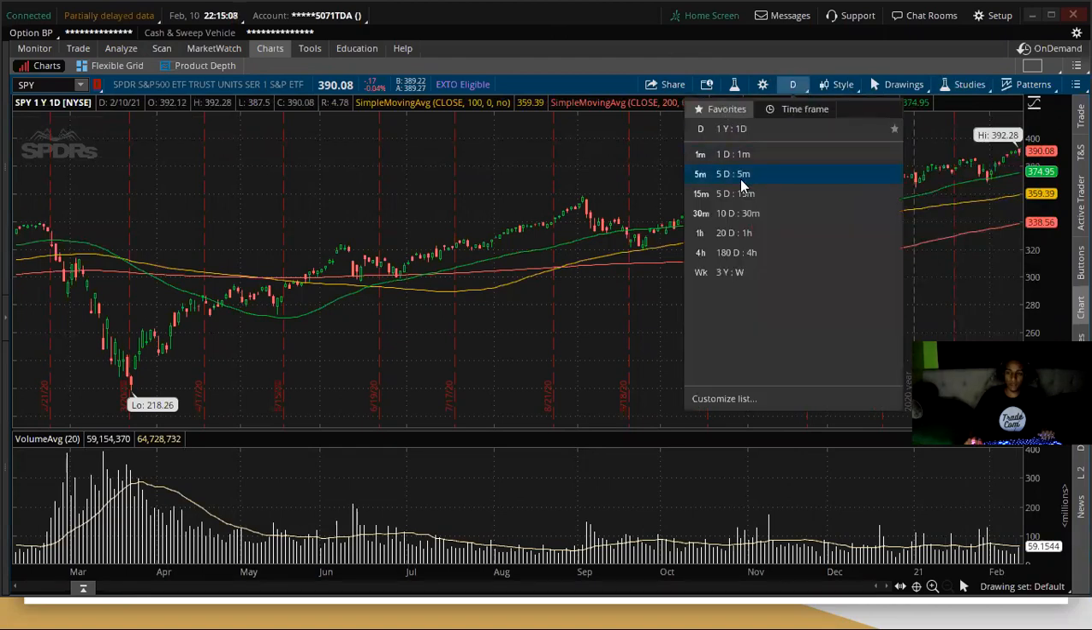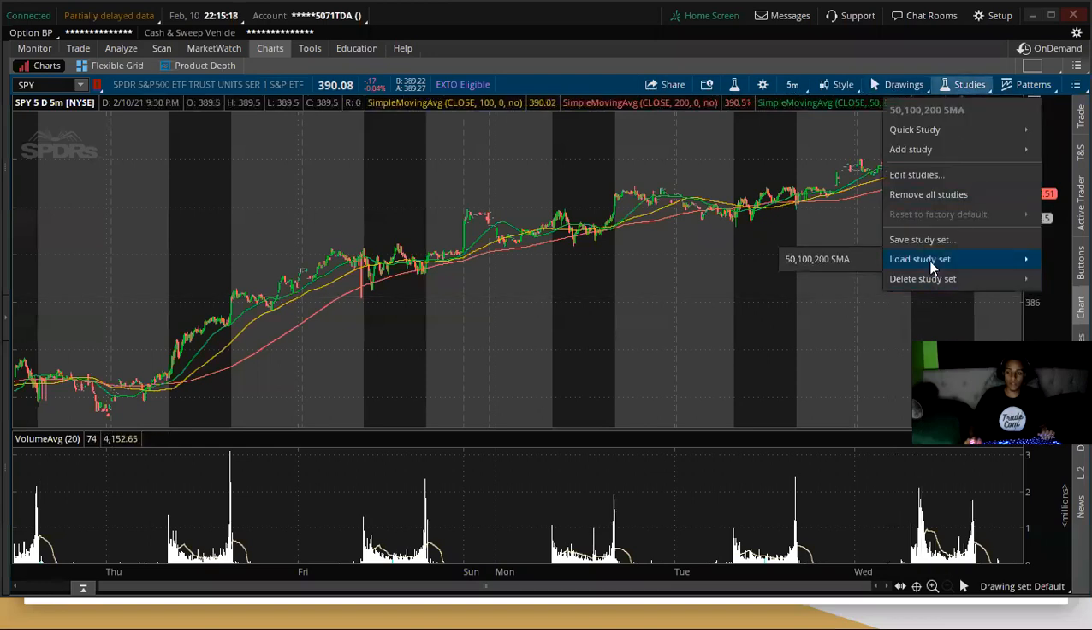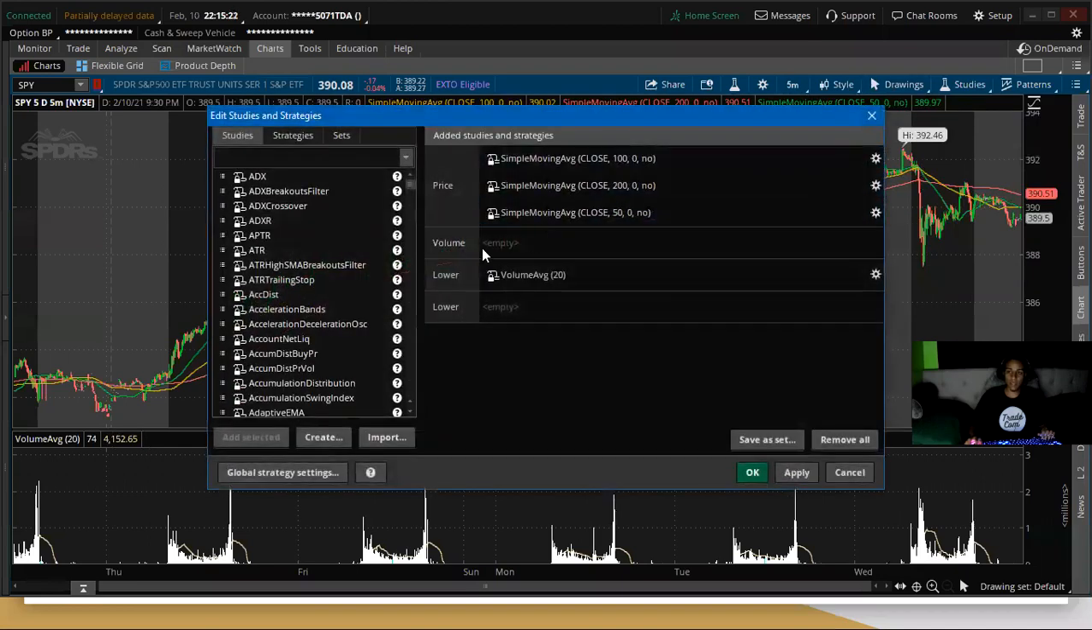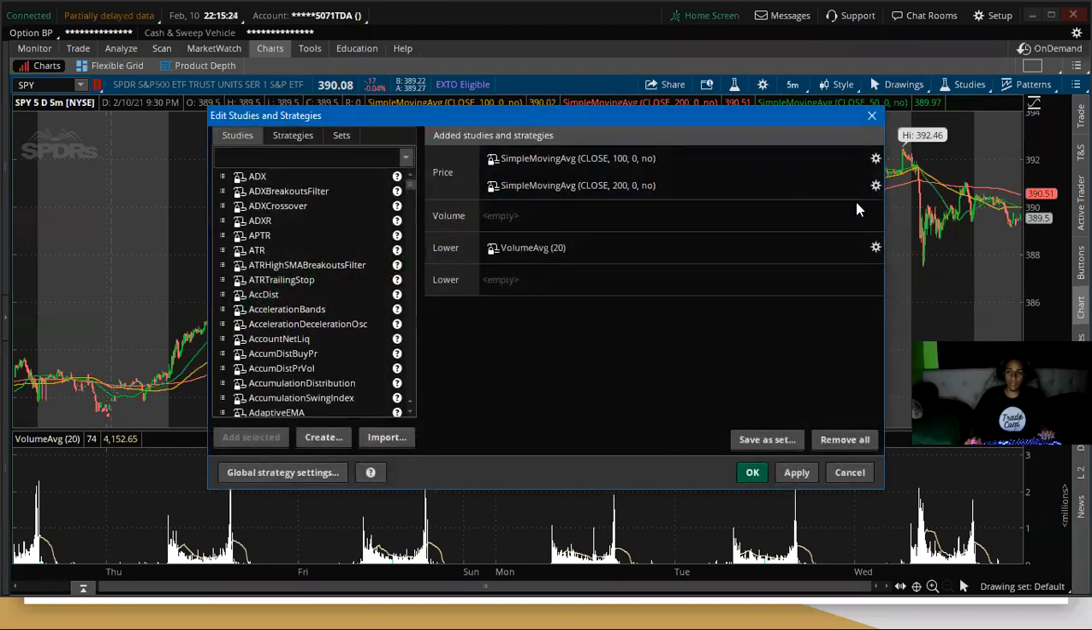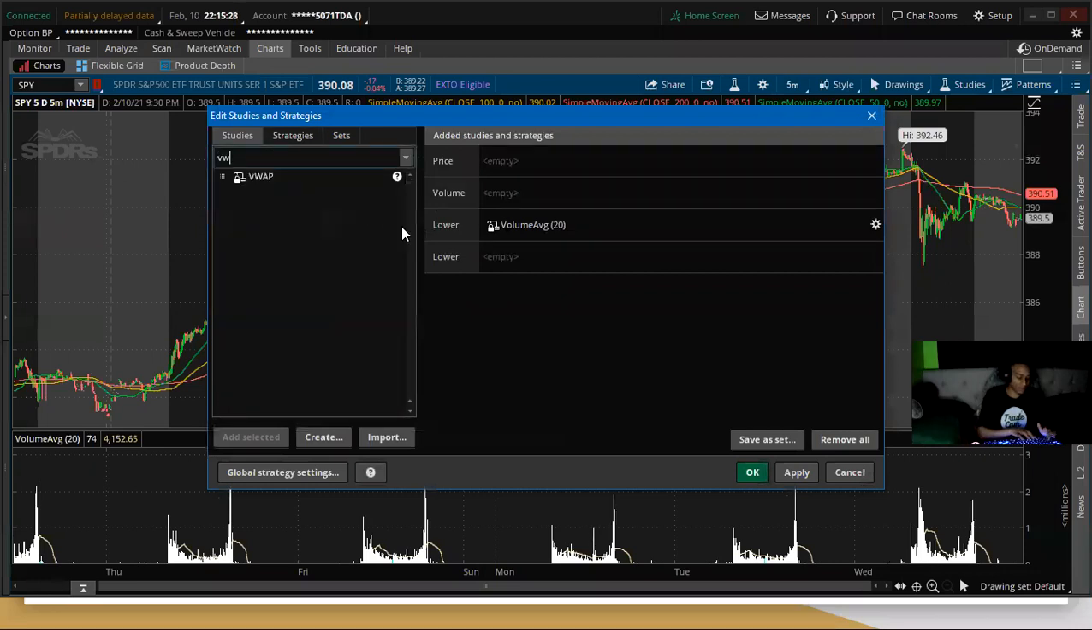All right, so the next one you want to move into is for day trading. For my day trading, I'm not using these simple moving averages. They're only good for long-term charts. On day trading, I'm using a VWAP. So we're going to go to edit studies, remove all three of these studies here, and type in VWAP. All right, so we've got VWAP over here.